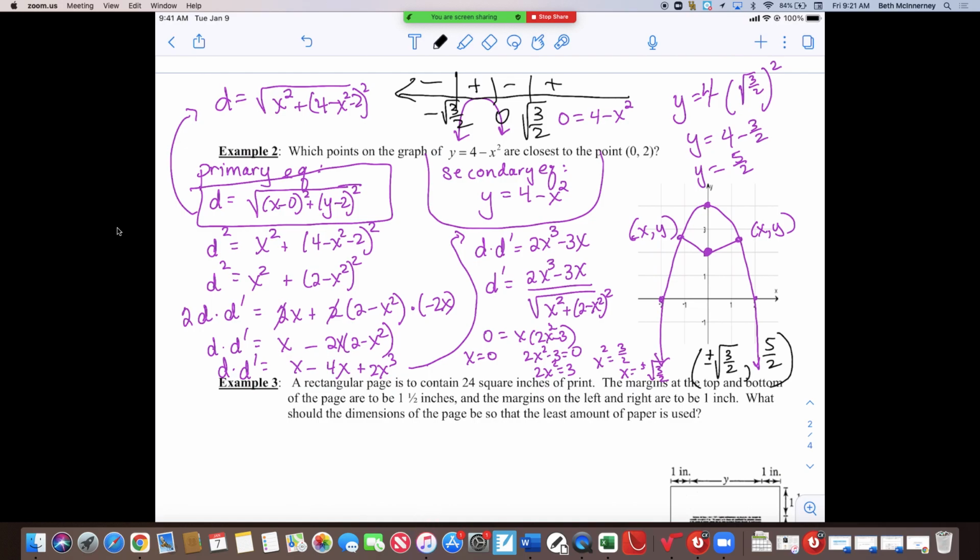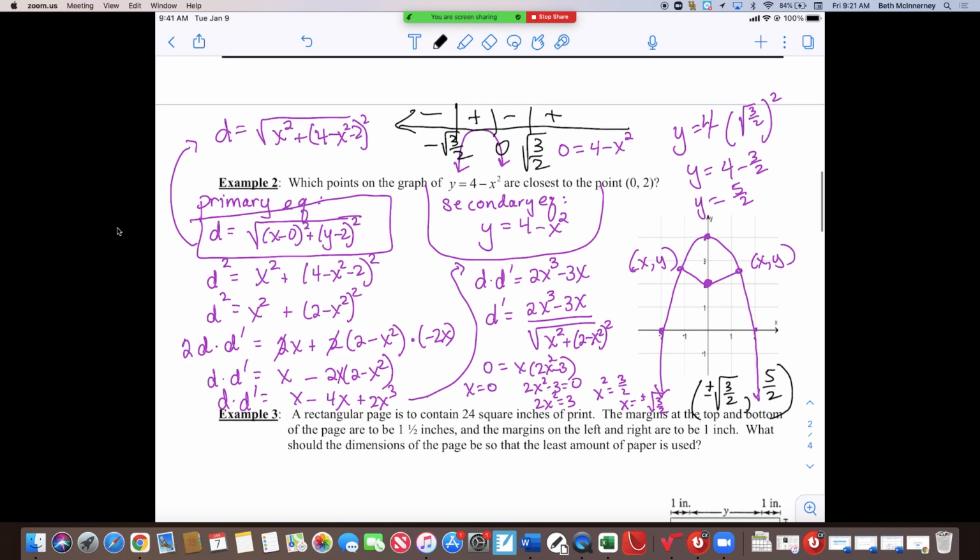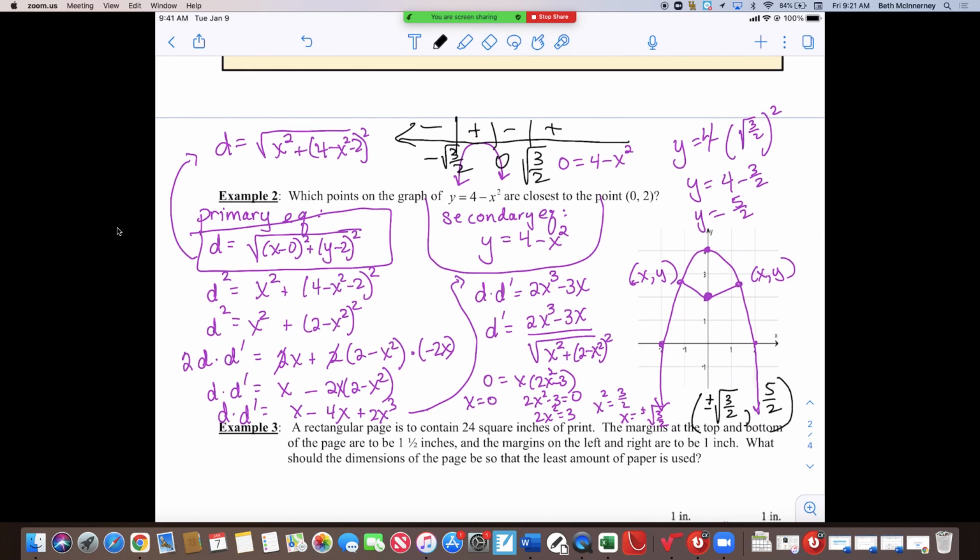There we go. That's why it was at negative square root 3/2 and positive square root 3/2. That one was a tough one. Yeah, Daly? Oh, I did. I'm sorry. I did. I put it on there. I did put it on my number line test.